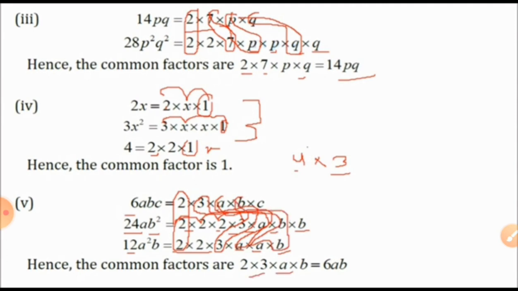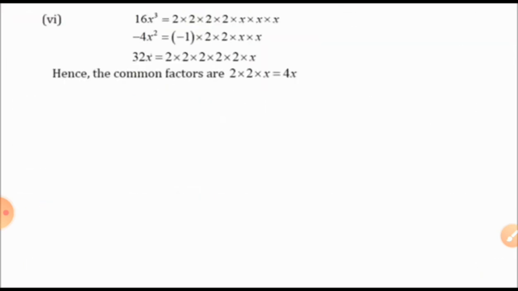Very good, student. Now look at the sixth one. 16x cube minus 4x square minus 32x. 16 gives you 2 into 2 into 2 into 2 multiplied by x into x into x. Minus 4 means a minus 1 multiplied by 2 into 2. Two 2s are 4, and then with the minus 1 it gives you minus 4. 32 means 2 into 2 into 2 into 2 into 2, multiplied by x.